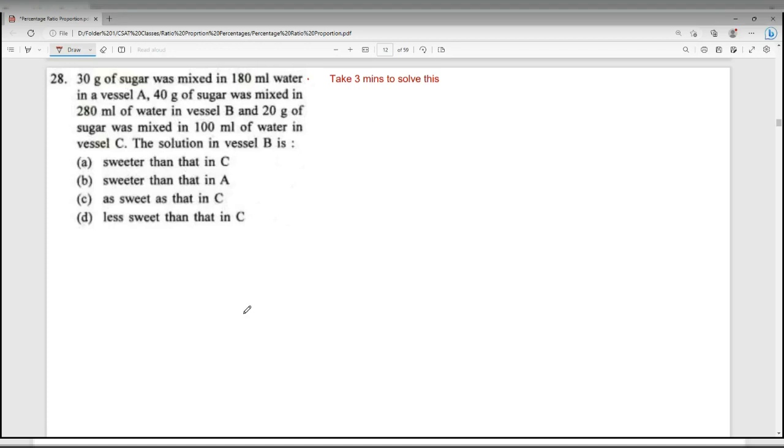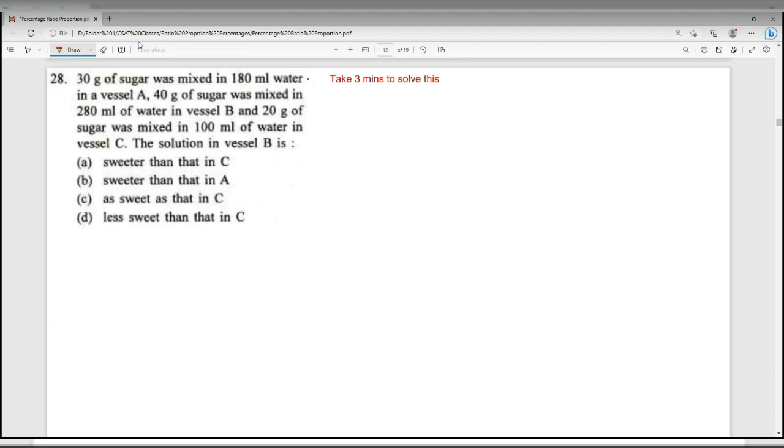So what they're saying is 30 grams of sugar was mixed in 180 ml of water in vessel A, 40 grams of sugar was mixed in 280 ml of water in vessel B, and 20 grams of sugar was mixed in 100 ml of water in vessel C. The solution in vessel B is: A, sweeter than that in C; B, sweeter than that in A; C, as sweet as that in C; D, less sweet than that in C. So what they're asking you is to compare the sweetness.